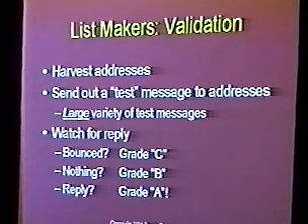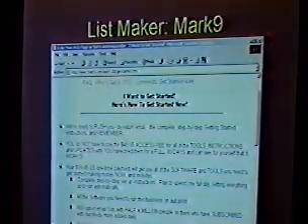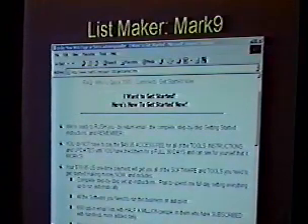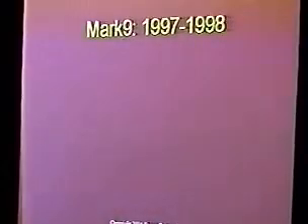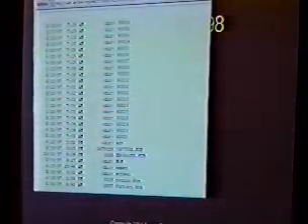To give an example of a list maker, here's Mark 9, operated by Stephen Fuller out of Spokane, Washington, who, today, will happily sell you 500,000 email addresses for $20. Now, the nice thing about Mark 9 is back in 1997, they had a misconfigured web server. No, I did not hack it. If you connected to their web server, you didn't see a pretty web page. Instead, what you saw was their spam directory.